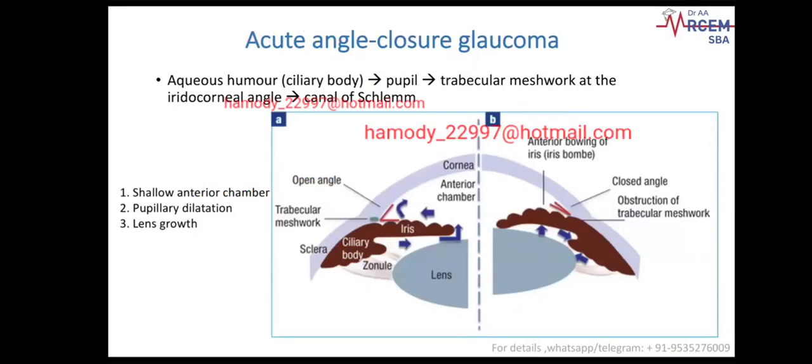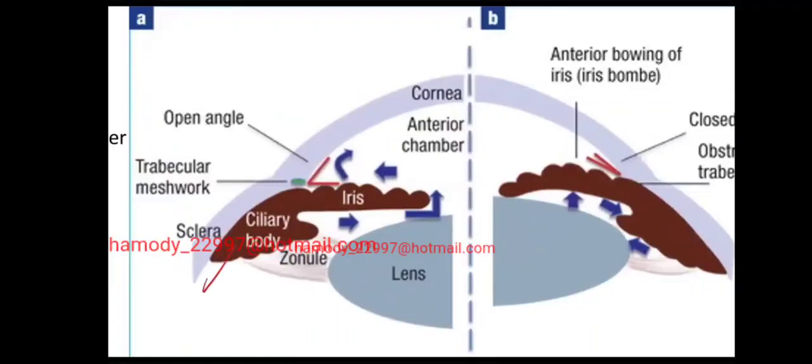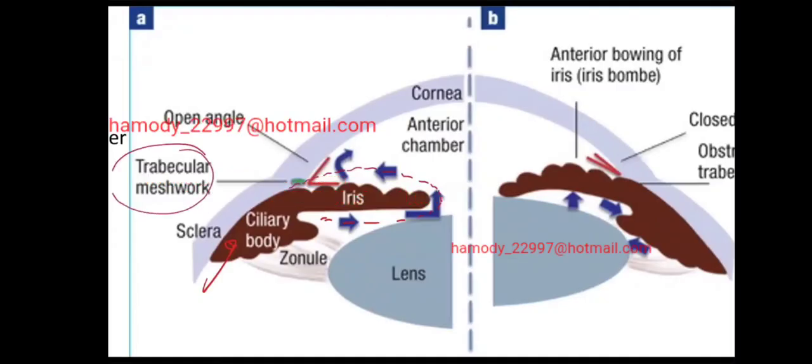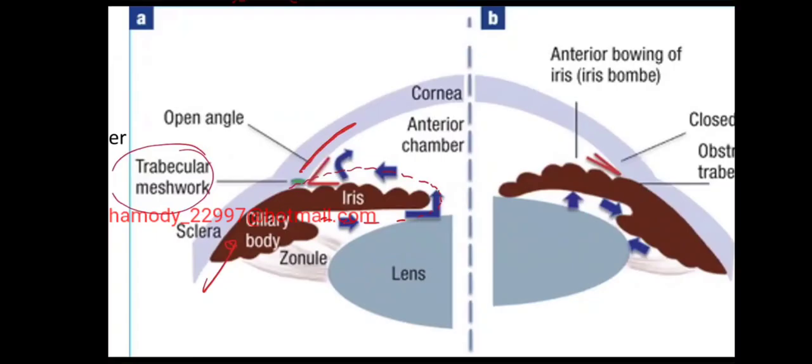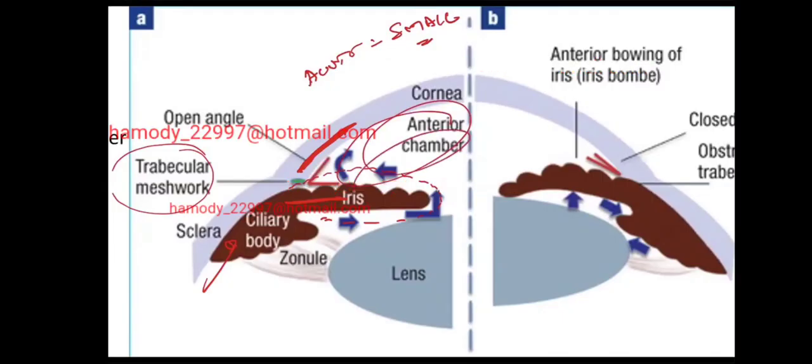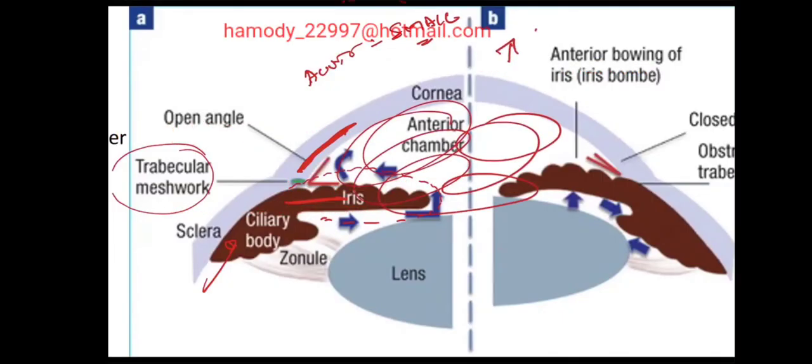Acute angle closure glaucoma. So what happens here? As I told you previously, the ciliary body produces the aqueous humor. It passes through here and enters here and gets drained into the trabecular meshwork. This is the angle between the cornea and the iris. If this angle becomes acute, that means if it becomes small, what will happen? The aqueous humor will not get drained. It will get accumulated here only, resulting in increased intraocular pressure and the symptoms will start appearing.